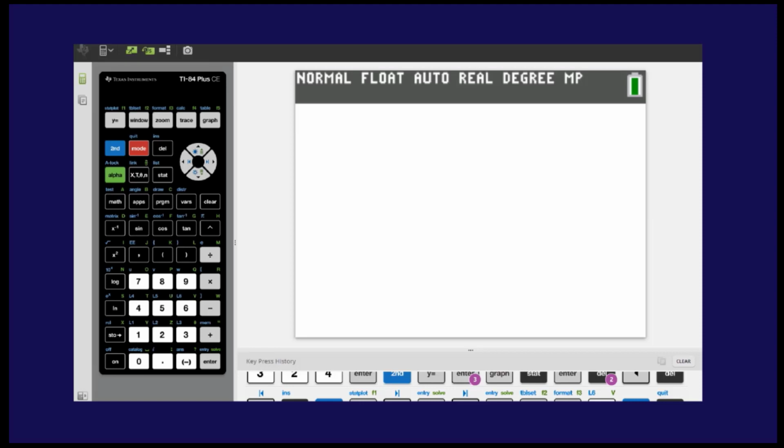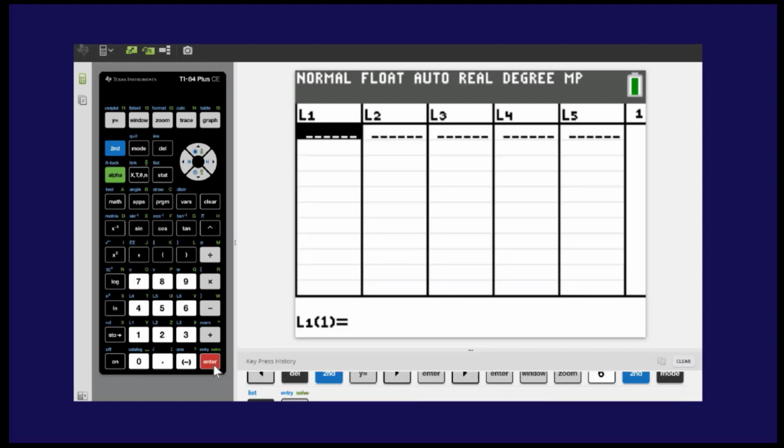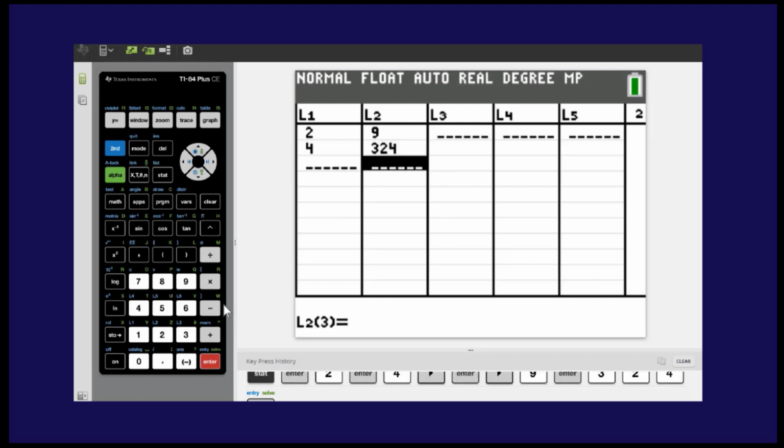So first I'm going to populate my list because we don't have that done yet. I'm going to go to Stat, then hit Enter because I want to edit. List 1 will have 2, and then 4 for my x's. Then I go to list 2, and it's going to have 9 and 324. Okay, so those are the 2 points that we're going to use.